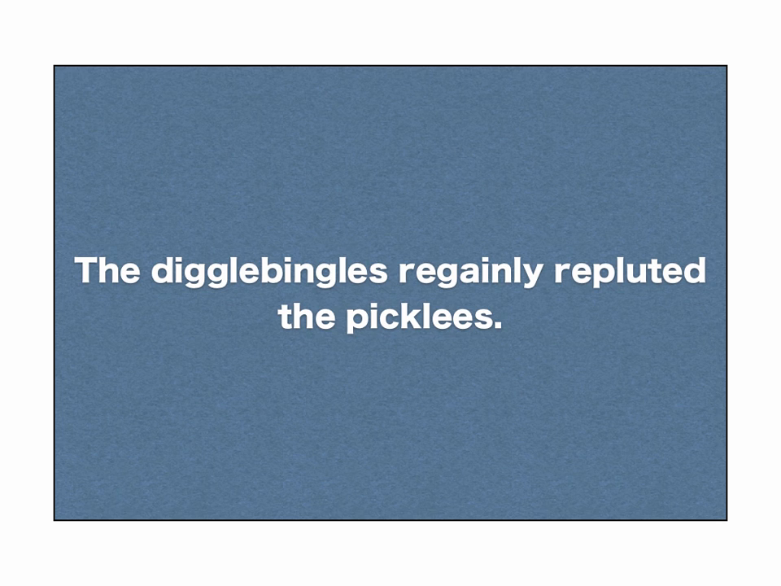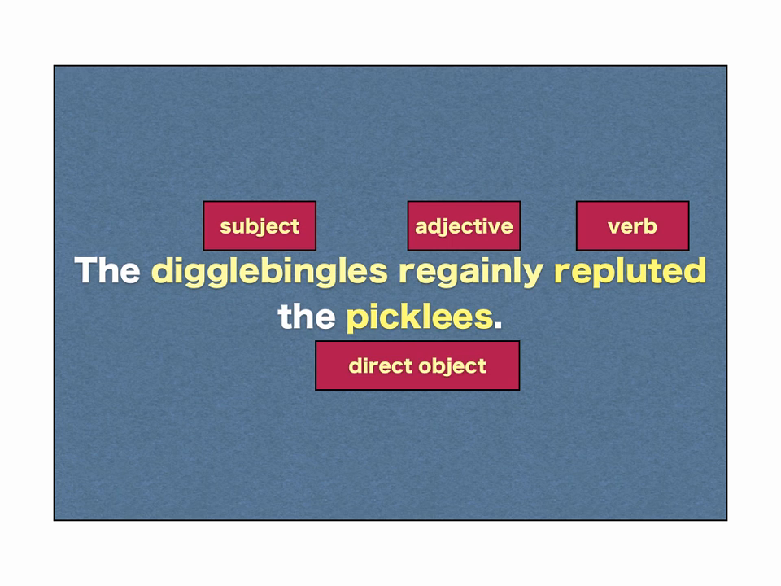words mean. For instance, you know that the Diggle-Bingles is the subject, and you know that repluted is the verb because, for whatever reason, even though we don't know what a Diggle-Bingle is, we know that it replutes something based on the way we understand English, and we understand that they did it regainedly. They regainedly repluted, and that's the adverb, and the Pickleys is the direct object.